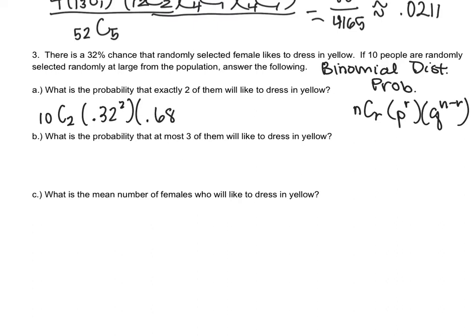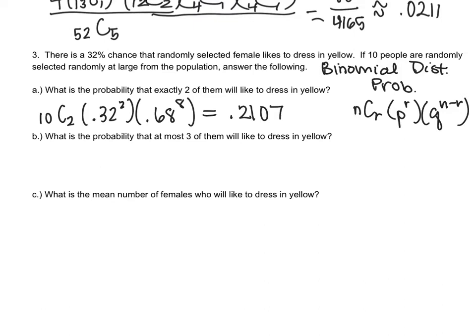And then when I do 10 minus 2, we're going to get to the 8th power. So when we type that in a calculator, we're going to get 0.2107. So there's about a 21% chance that exactly 2 of our 10 females like to dress in yellow.